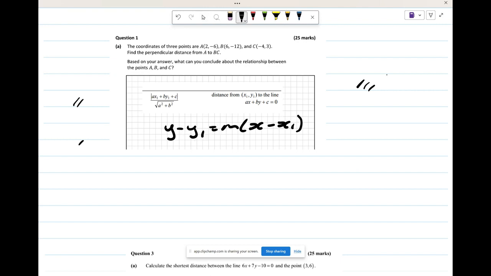So how are we going to find the slope? Well, that's going to be the slope between these 2 points. And we're going to have to use another formula. So our slope formula is going to be m equals (y2 minus y1) over (x2 minus x1).